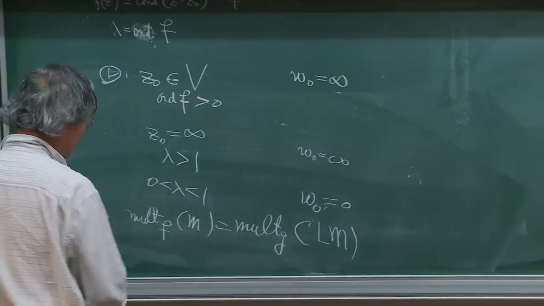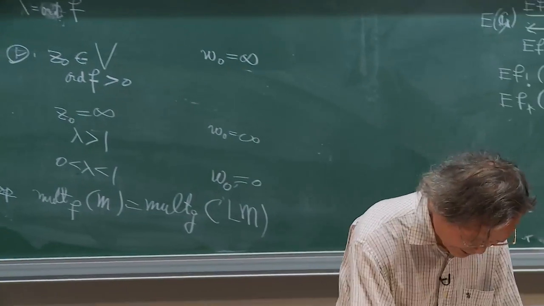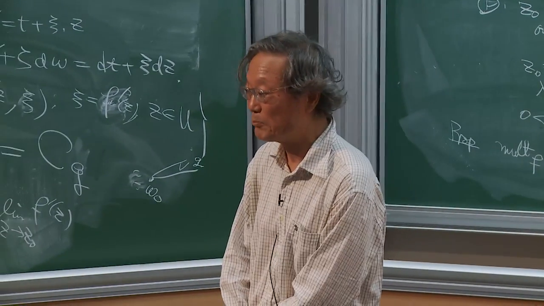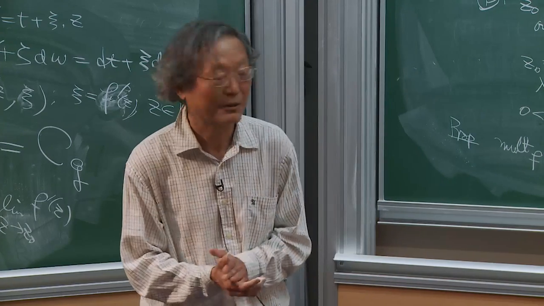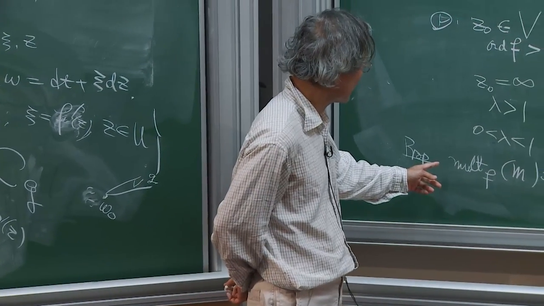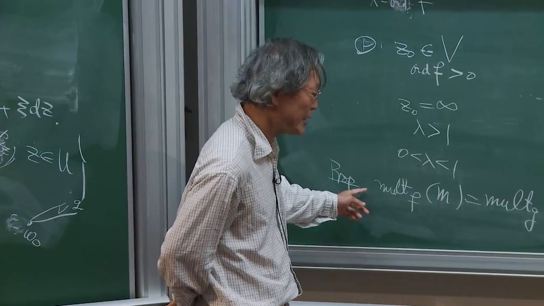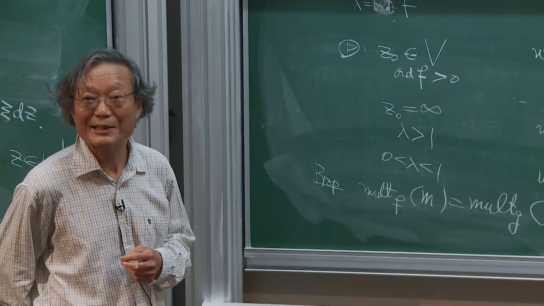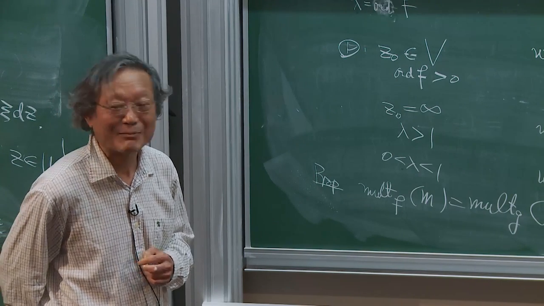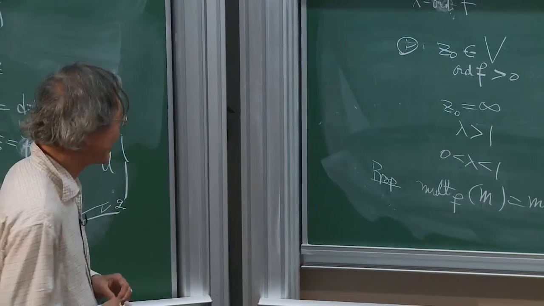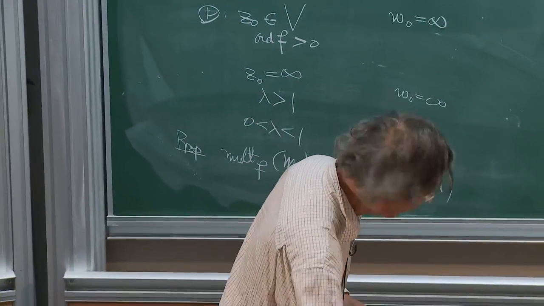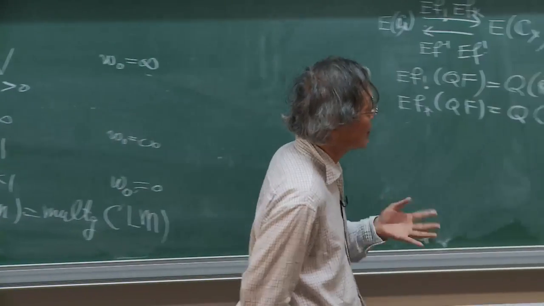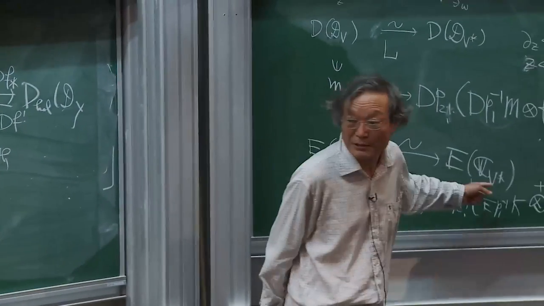So I think this fact is, as I said, already known by many people. I don't know who is the first, but as I said, perhaps Spencer Bloch is the first, I don't know. You know it, sir? Many people, so I don't know. Malgrange, yeah. So there are too many people involved. So anyway, that is obtained by this consideration.